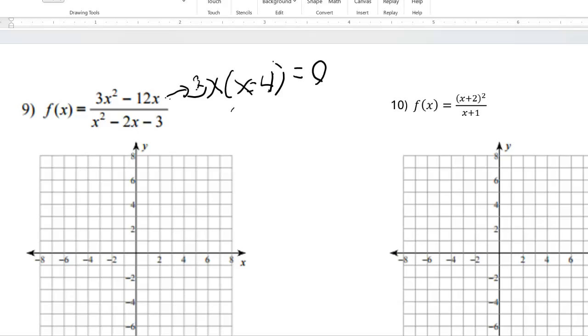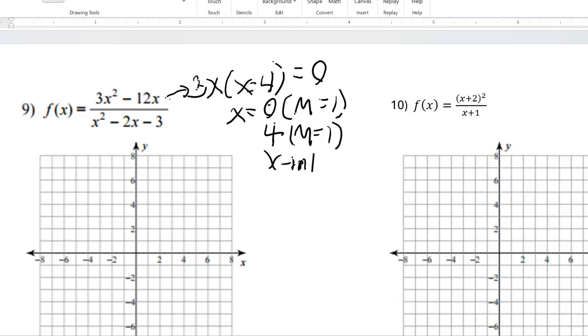up with my x equals 0, which has a multiplicity of 1, and 4 also has multiplicity of 1. Okay. So once we have those things, those will be my x-intercepts right here. Maybe I'll note those here. All right. So these things right here, my x-intercepts.